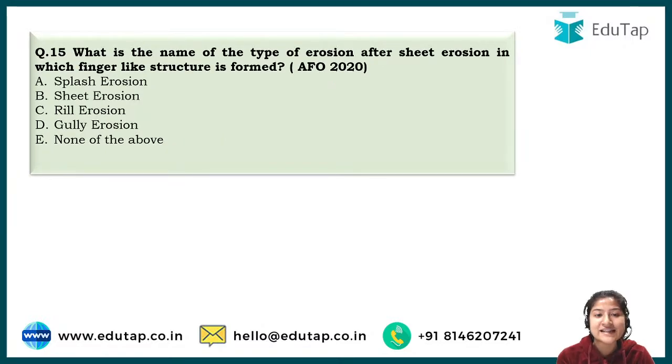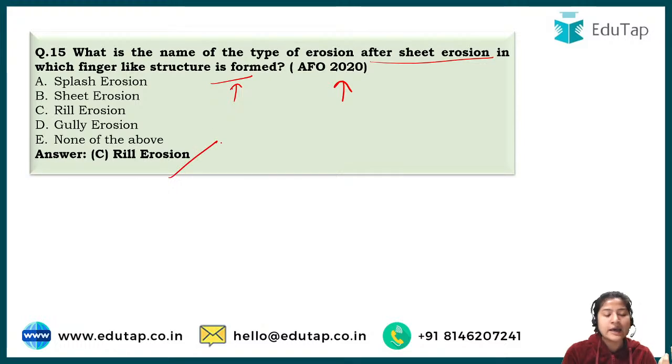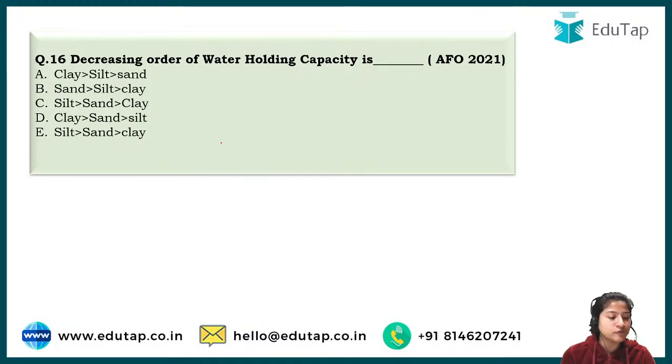It says, what is the name of the type of erosion after sheet erosion in which, I guess this has been repeated, right? So this was of AFO. Was that of NABARD, or have I mistakenly repeated the question? Alright, so we know the correct answer to this. The correct answer to this is rill erosion. So I guess we should move forward.